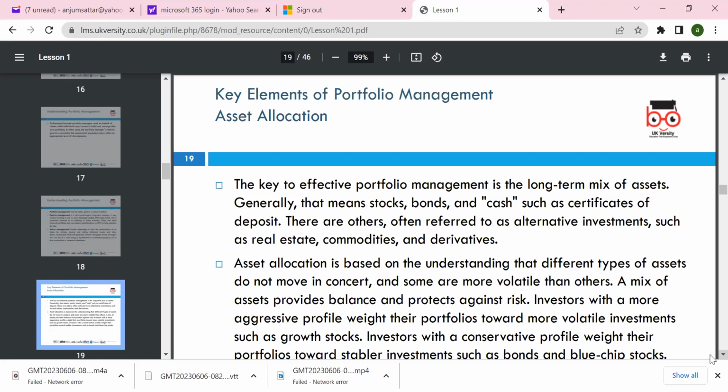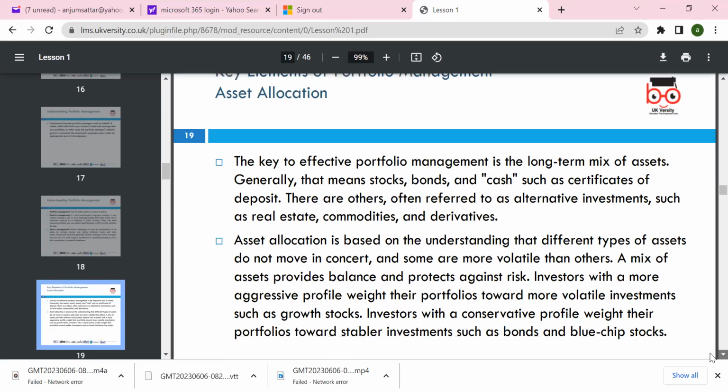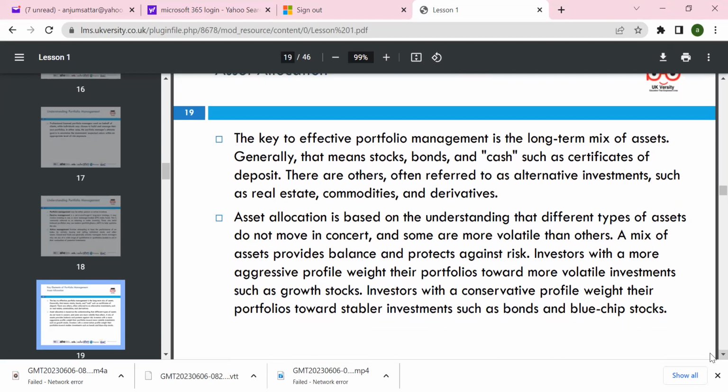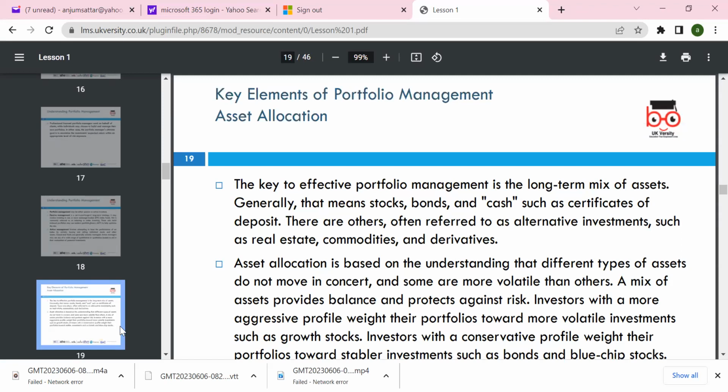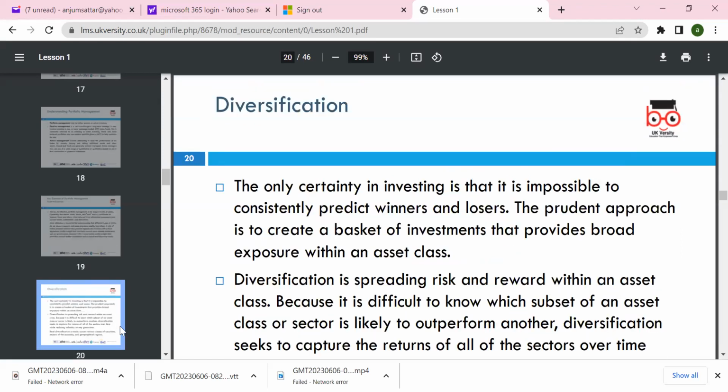The mix of assets provides balance and protects against risk. For investors with a more aggressive portfolio, when we say portfolio, we always say don't put all your eggs in one basket. You look at all possible options. You can invest in different stock exchanges, and ultimately you want to increase your return. You can look at various types of stock, like Amazon, BP, Shell, or Tesla or Nissan. Those are making electric cars, and electric car demand in the UK is such that from 2035, most cars on the roads will be electric.